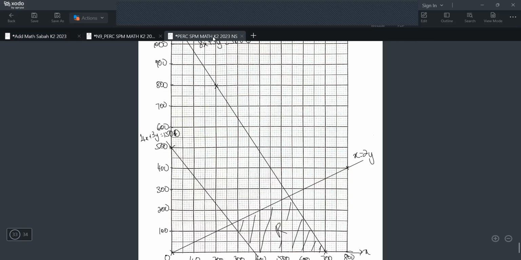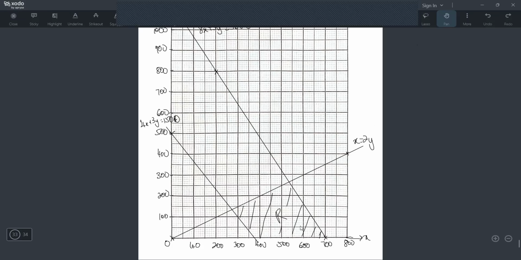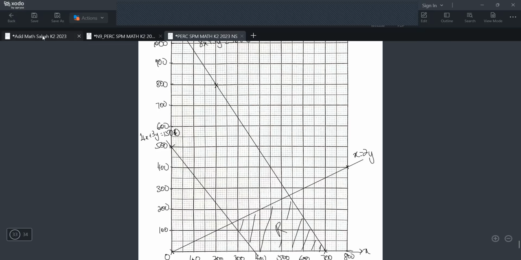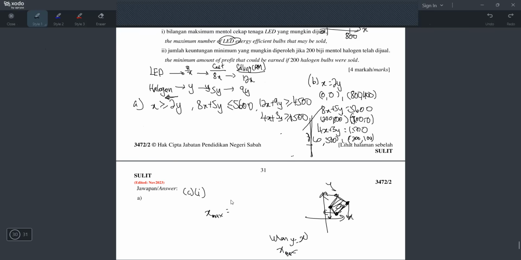So let's go to the graph. They never give me any Y value. They just say X maximum. So you immediately look at the shaded region paling kanan punya point, which is this. But some of you might tell me the answer is 0, but no. You have to baca to X axis, not the Y axis. So you have to baca the X coordinate, which is 700. So the answer is 700, right? So let's go back there and write X maximum is 700. So this is the answer for C1, right?